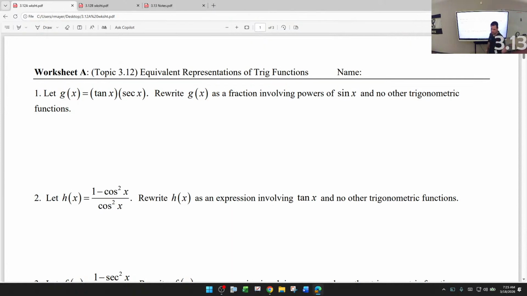Pod. Plan of day. Homework questions 3.12. We're going to go over homework 3.13.